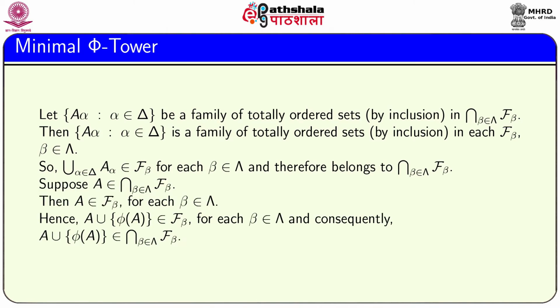Now, let A be an element from the intersection of F_B. Then A belongs to F_B for each B belonging to lambda. And so, A union the set phi A is inside F_B for each B belonging to lambda, and consequently, this set A union phi A is inside the intersection of F_B.